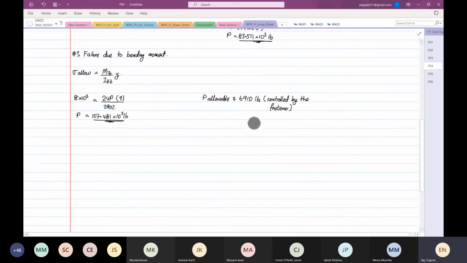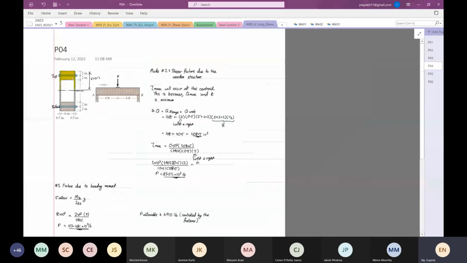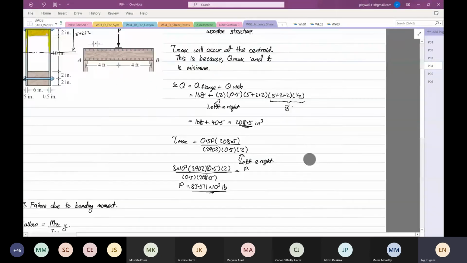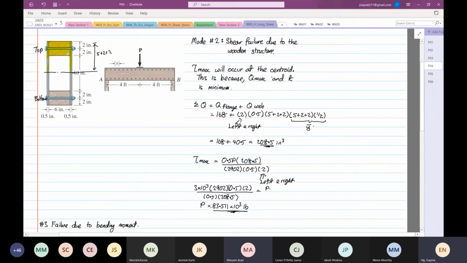Before I go on, any questions regarding this example? Anyone having doubt? I have a question. Yes. You said that the force on the fastener will always be less than the shear and the normal force, so why do we bother calculating mode 2 and 3 if we know the fastener will most likely fail first?